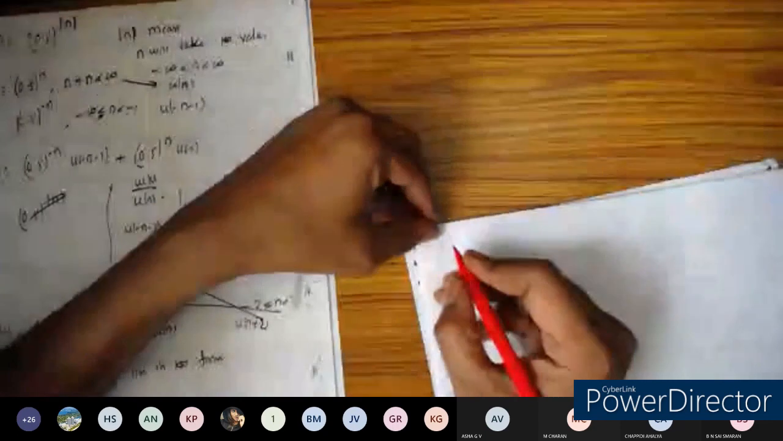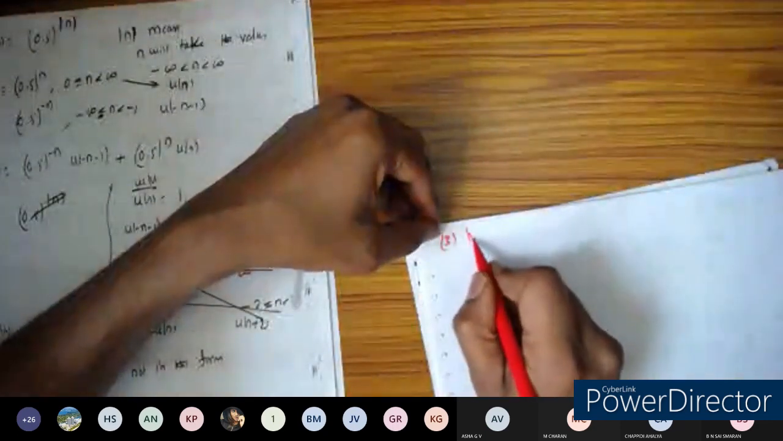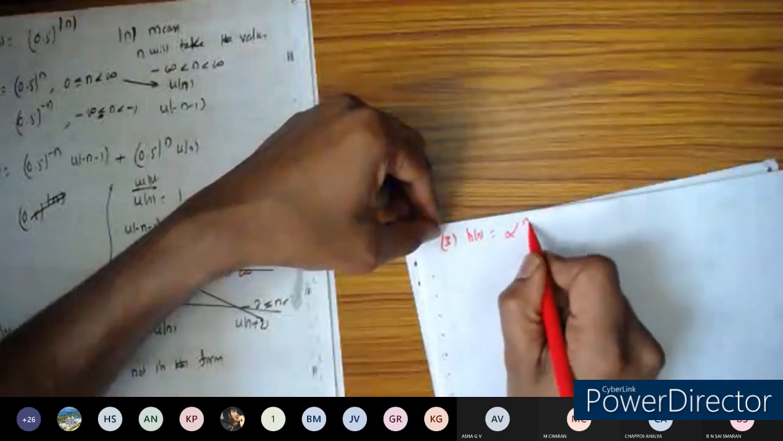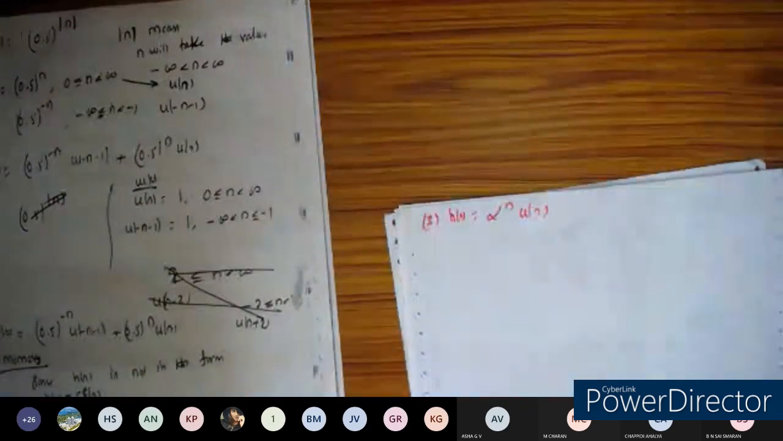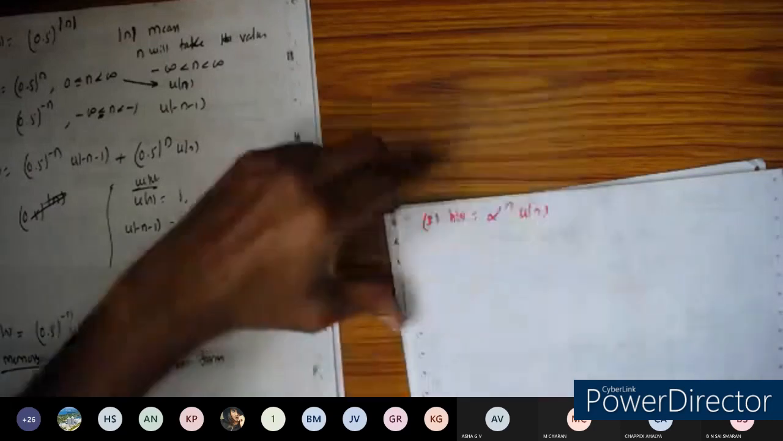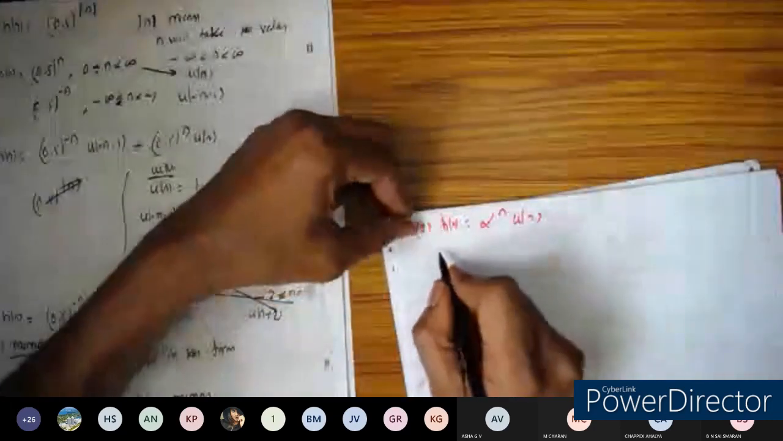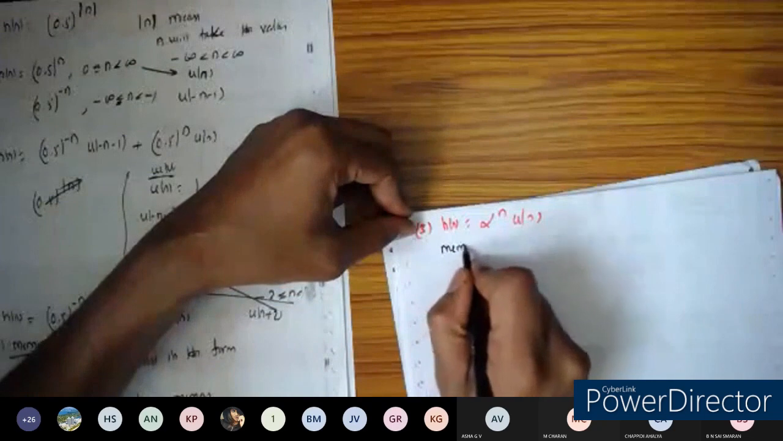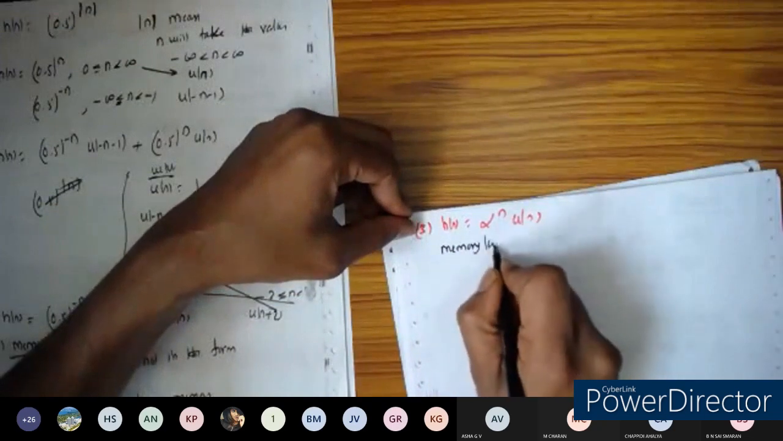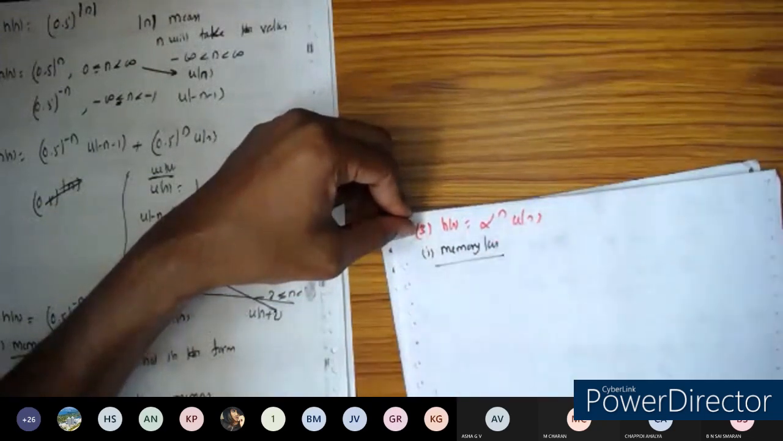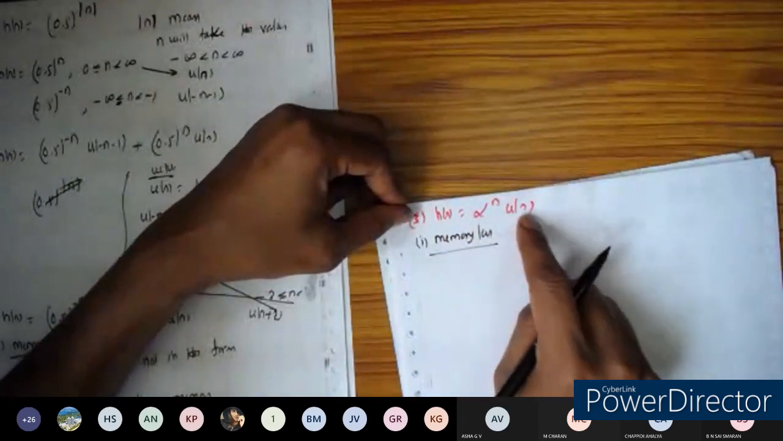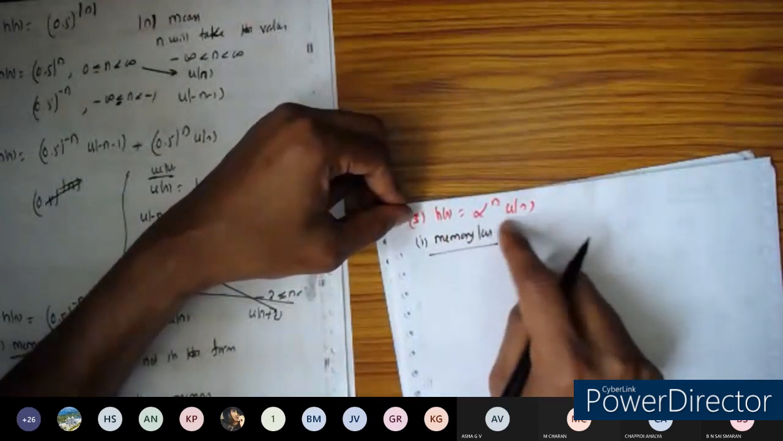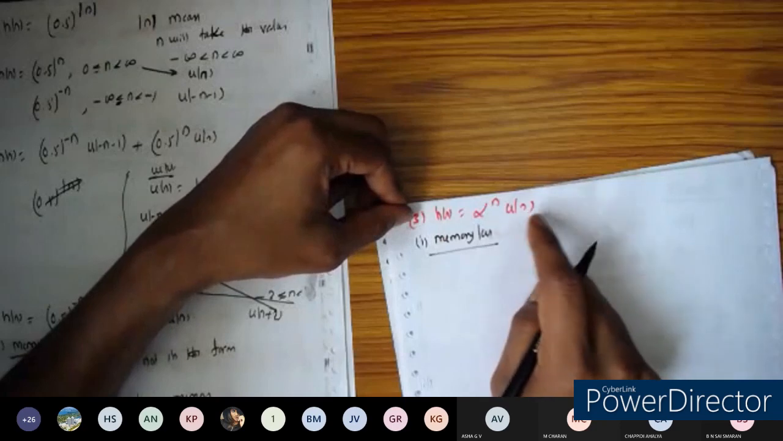Take problem number 3. h of n is equal to alpha to the power of n into u of n. First, let us verify the property called memoryless. Since we can see h of n is not in the form of c into delta of n, we can say it has memory here.